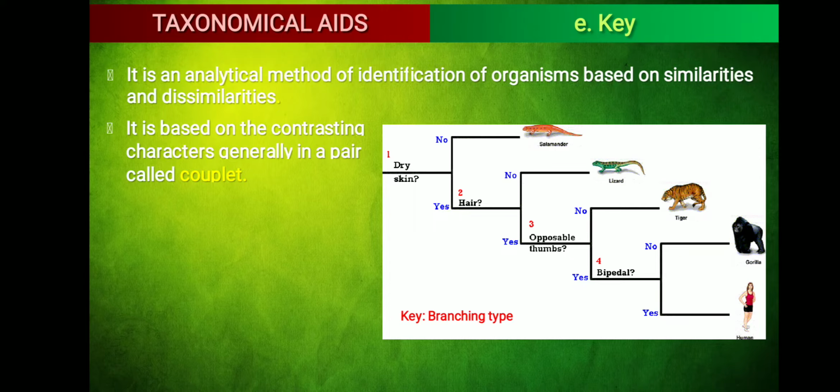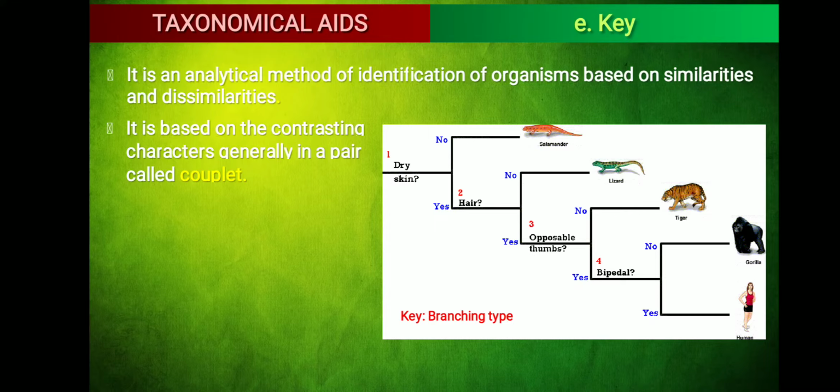So if it is the gorilla, again, if it is a bipedal organism, then we will consider humans. So this is what the couplet means: a pair of characters which are contrasting, meaning opposite to one another, whether it is going to belong to a certain group of organisms or not.